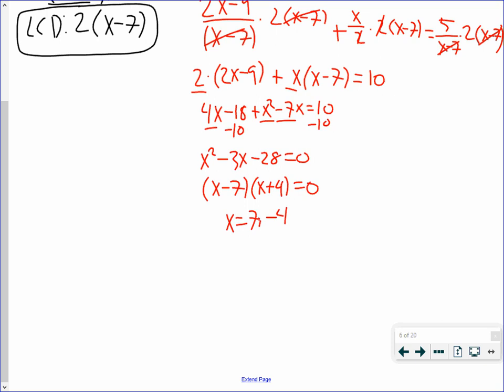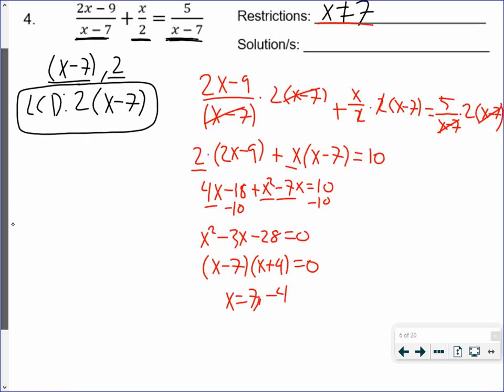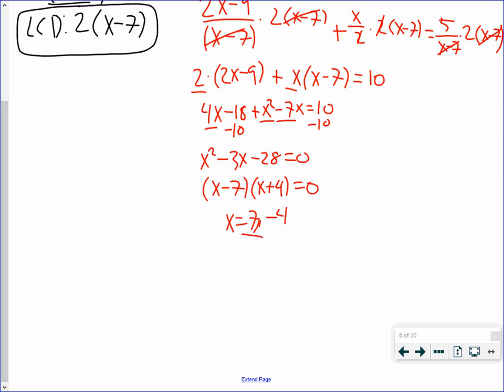All right? So these are my two possible solutions, but I need to double check both of them against my restrictions to make sure that neither of these is an excluded value. If I go back to my restrictions, I see that my only restriction is x cannot equal 7. But one of my solutions is that x equals 7. That means that 7 is an extraneous solution. It's not a real solution. It's not going to solve my problem. It's just going to give me an excluded value.